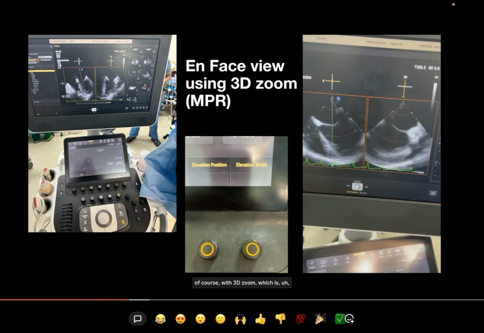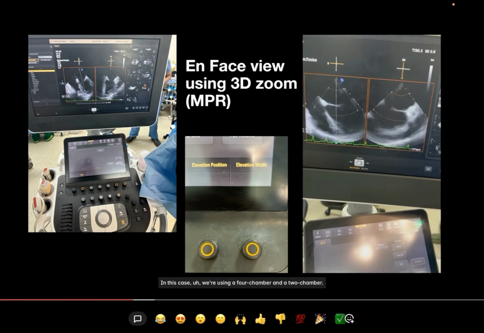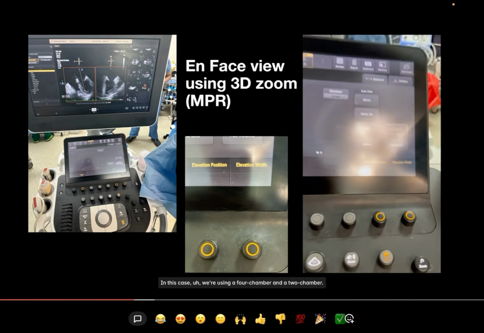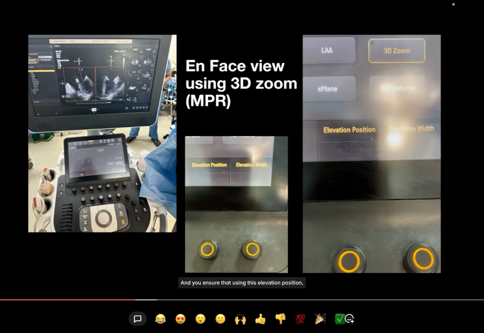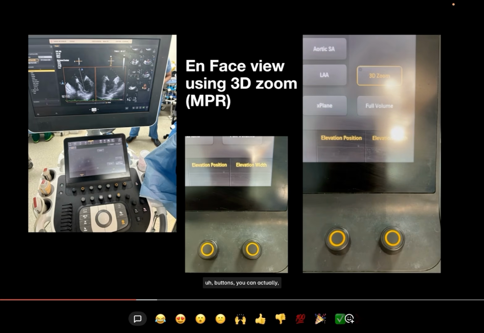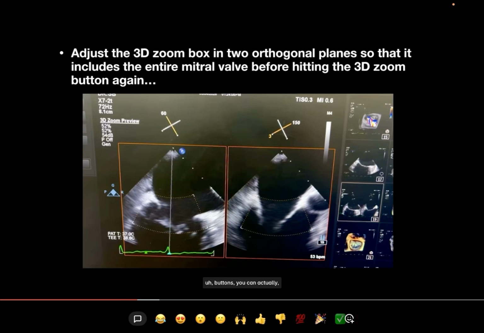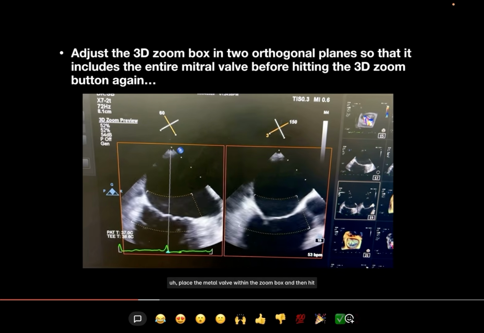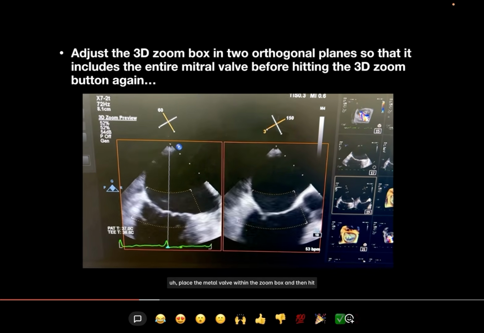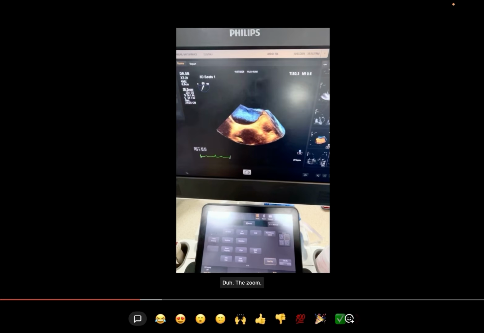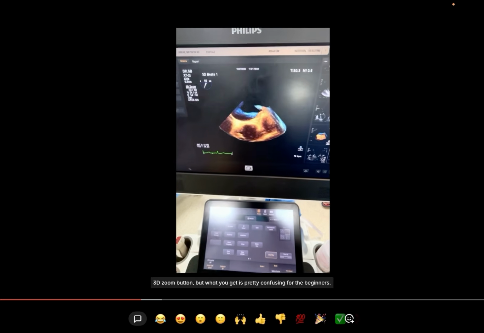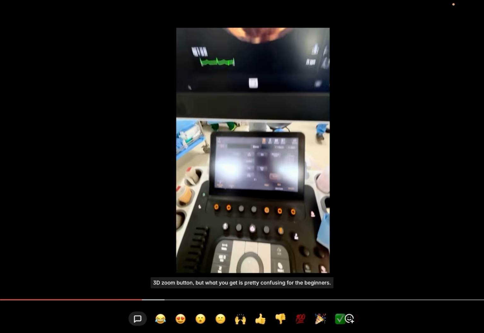So the conventional way is, of course, with 3D zoom. So what you need is two orthogonal planes. In this case, we're using a 4-chamber and a 2-chamber, and you ensure that using the elevation position, elevation width buttons, you can actually place the mitral valve within the zoom box and then hit the 3D zoom button. But what you get is pretty confusing for the beginners.